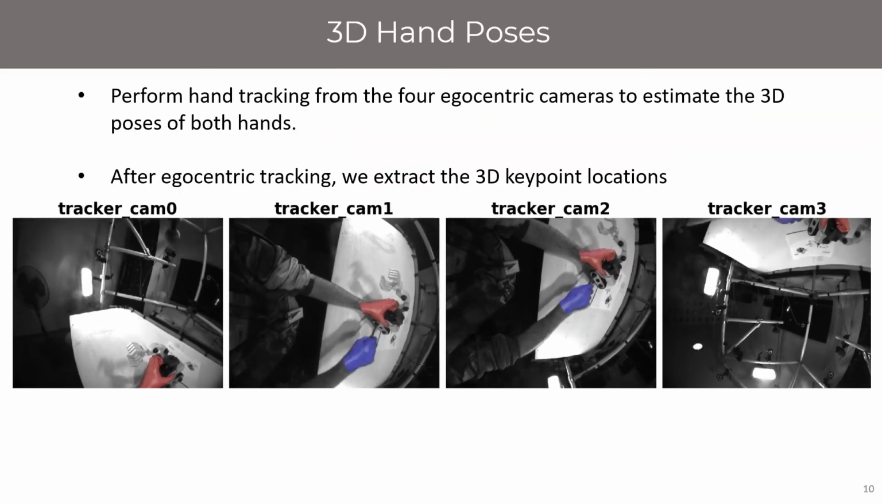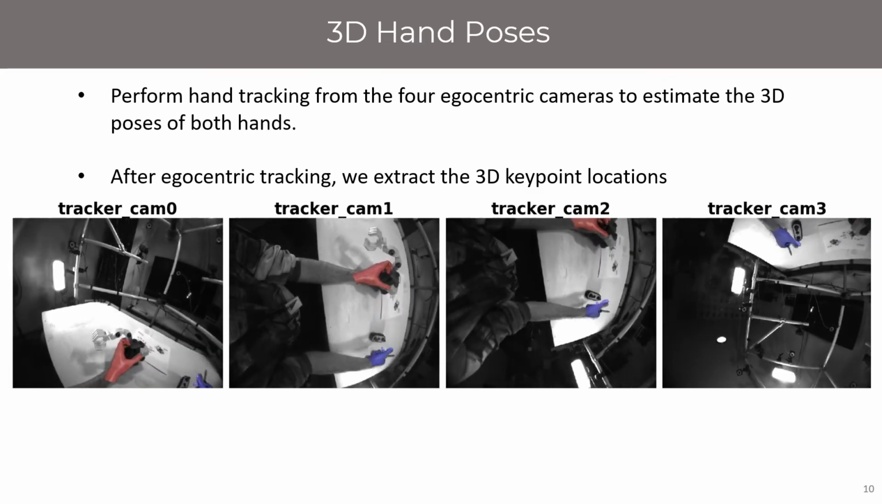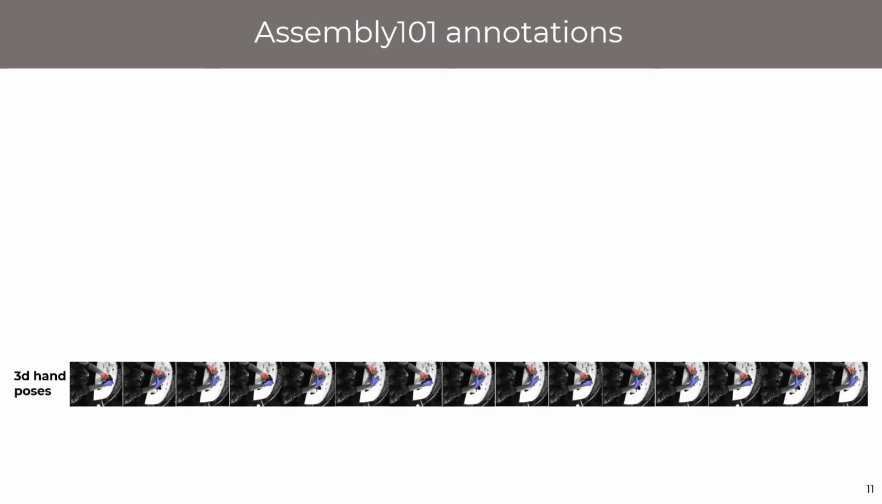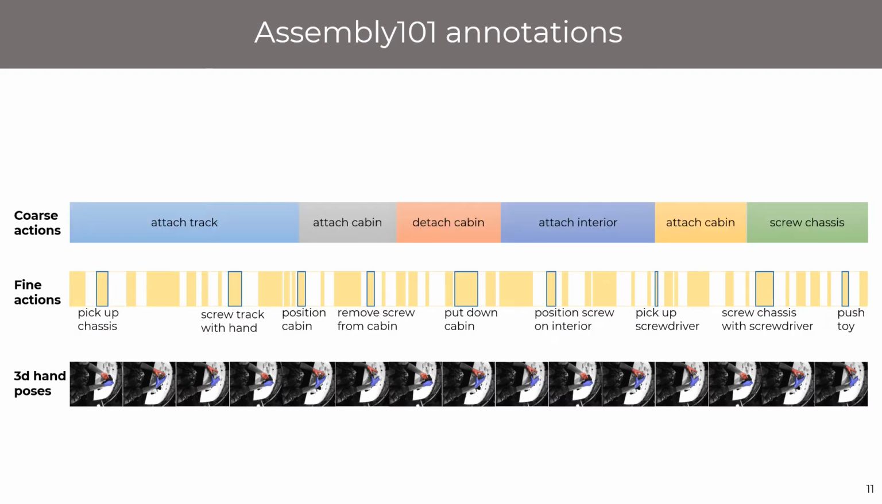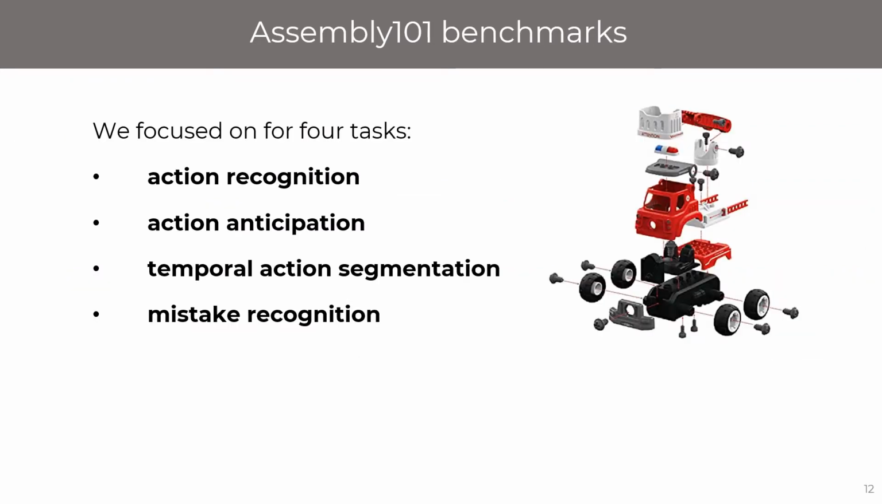For extracting the 3D pose of hands, we perform hand tracking from the 4 egocentric cameras, followed by extracting the 3D key point locations. Summarizing, the annotations are collected at 5 levels of hierarchy, starting with frame level 3D hand poses, all the way up to video level skill annotations. We benchmark our dataset on 4 tasks specifically targeted at training a smart assistant. I will mainly be talking about our action recognition benchmark. Please refer to our paper to find more information and results for the other benchmarks.